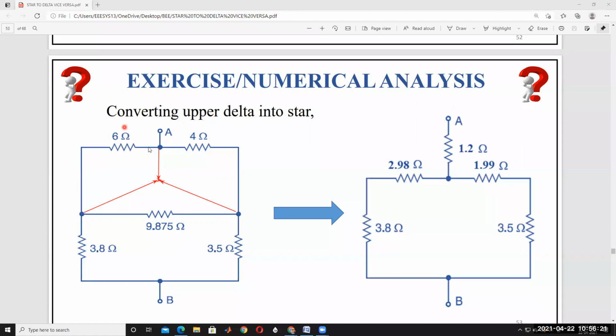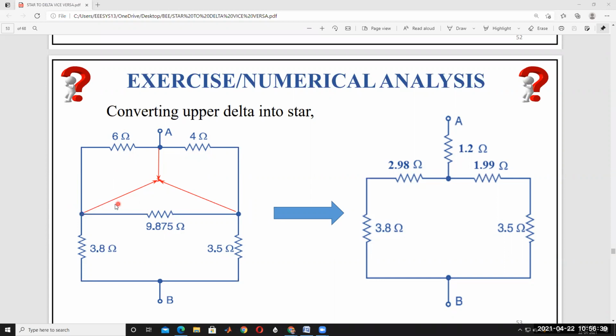This is called a delta network. It has a 6 ohm resistor, a 4 ohm resistor, and a 9.875 ohm resistor. So what is the resistance between these two? 6 into 4 divided by 6 plus 4 plus 9.875. You will get 1.2. So this converts like this.